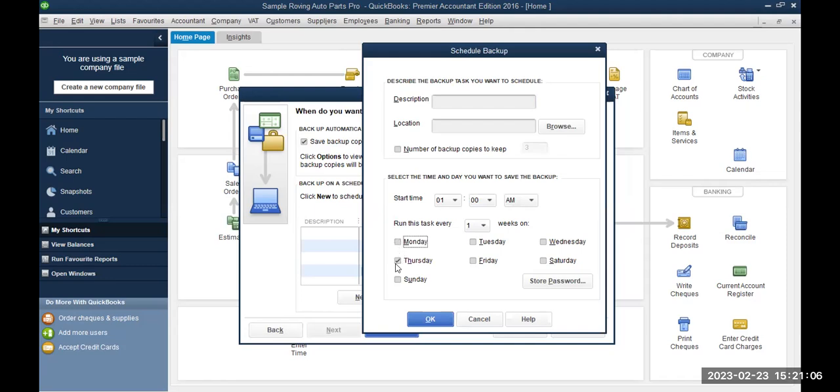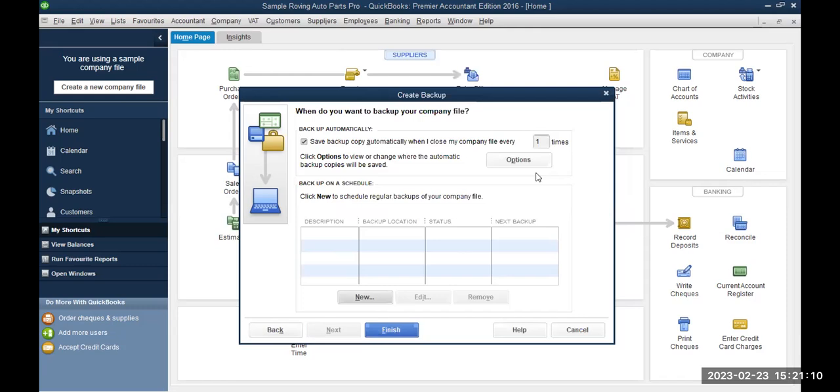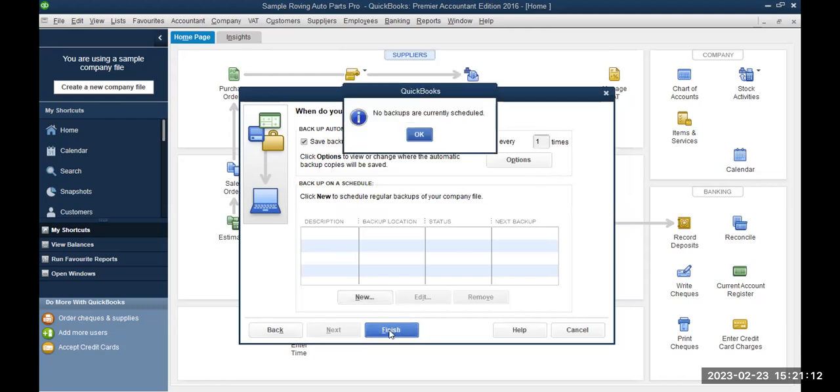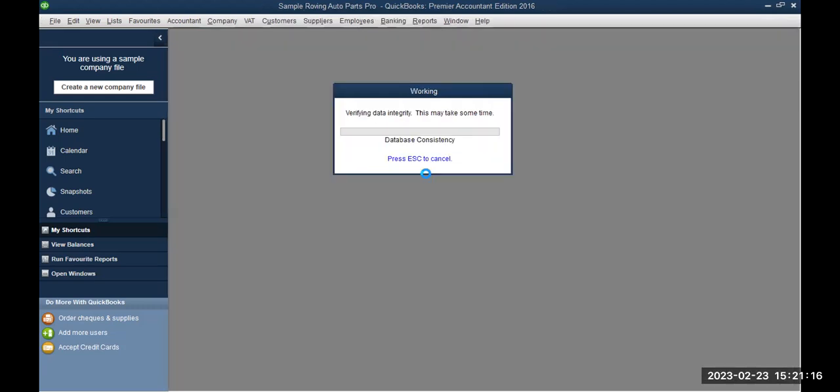If you want automatic backups to run in the background, you can choose that option. Just know that it's available there for you. So we're going to finish that. I'm not scheduling any backups right now because this is just a sample file. So it's verifying data integrity. It takes a bit of time.